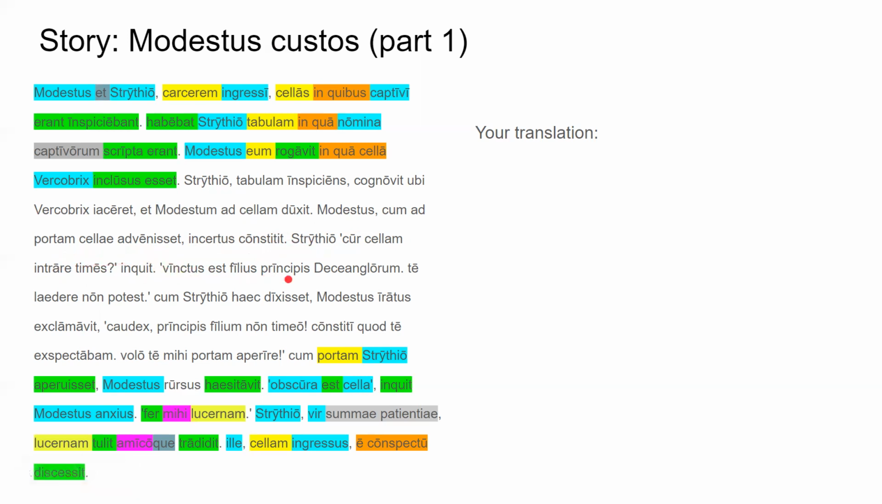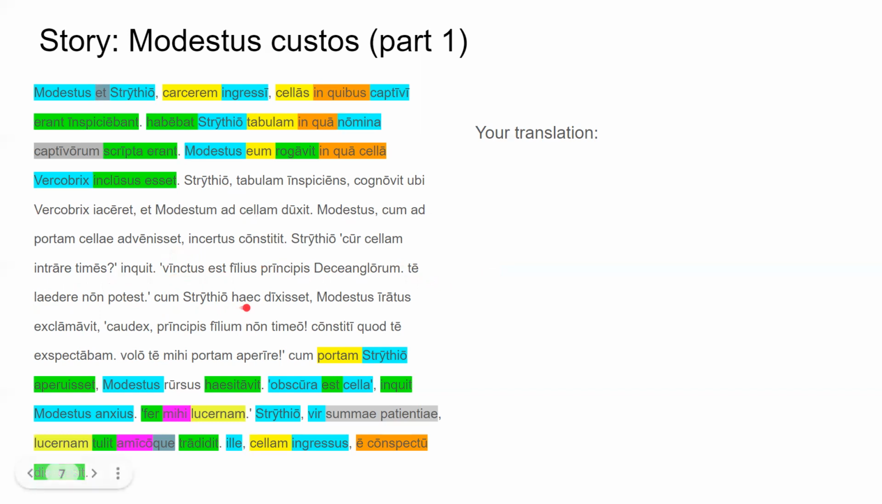Vinctus est filius principis Decianglorum; te laedere non potest. We'll have to do this in a little bit of a different word order. The son of the chief of the Decianglii is bound. So this is what's called a perfect passive indicative. So we'd say the son of the chieftain of the Decianglii has been bound. Non potest, he is not able, laedere, to harm te, you. He's not able to harm you.